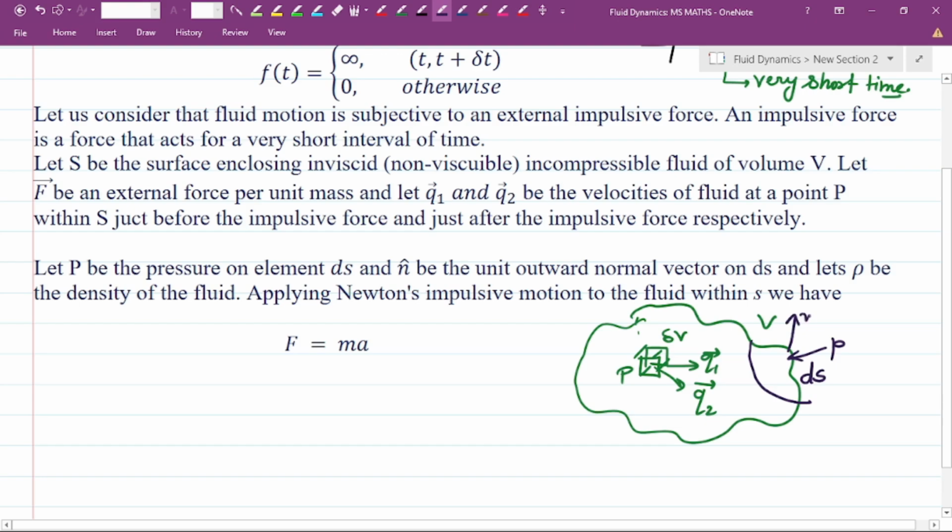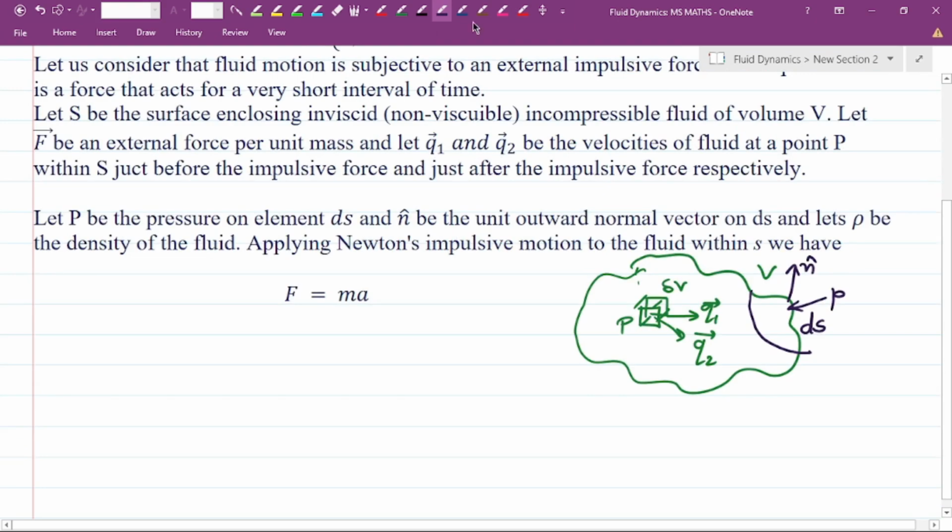Let F vector be the external force per unit mass, and let q1 and q2 be the velocities of the fluid at point P on delta V within the surface, just before and just after the impulsive force respectively. It means q1 is the velocity before the impulsive force and q2 is the velocity after it. Let P be the pressure on the element dS and n cap be the unit outward normal vector on dS. Let rho be the density of the fluid.